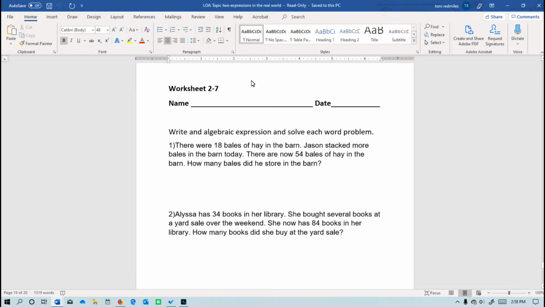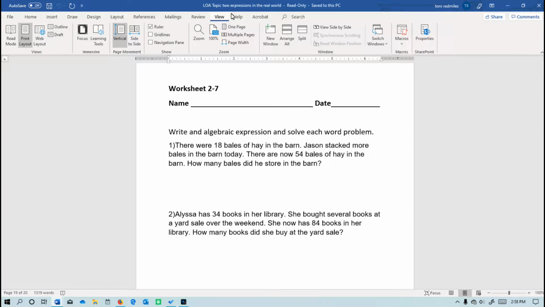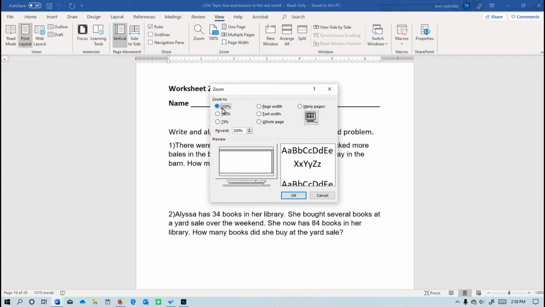Alright, so let's go ahead and change the view so that we can see these a little bit closer, and we'll get started.